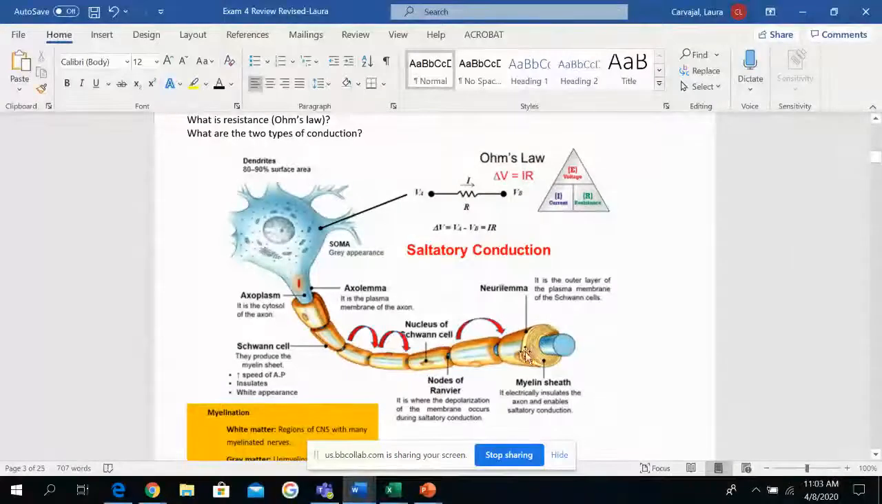So because we have myelination, it creates less resistance. And as a result, the voltage you have at the end is the same as the initial voltage, unlike if you didn't have myelination. Okay. All right.